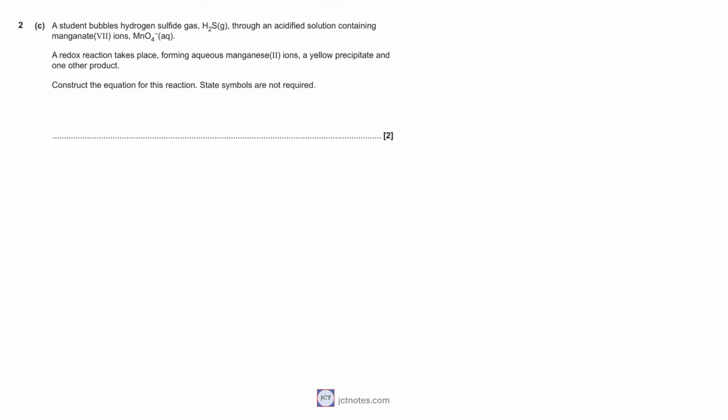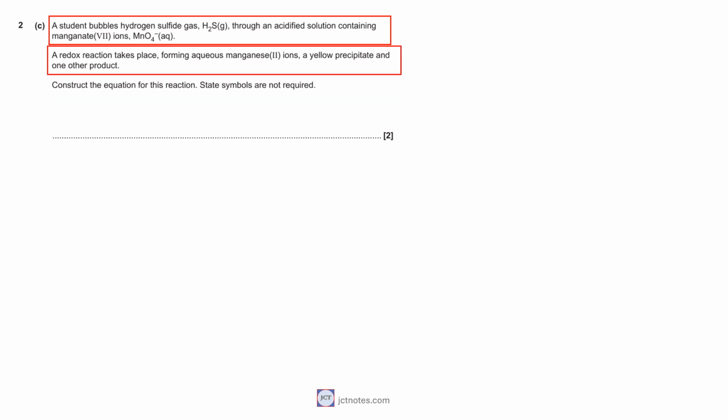In Part C, of Question 2, we have that a student bubbles hydrogen sulfide gas through an acidified solution containing manganate 7 ions. A redox reaction takes place, forming aqueous manganese 2 ions, a yellow precipitate and 1 other product. We are asked to construct the equation for this reaction. State symbols are not required. We start by writing the information given. Hydrogen sulfide plus protons and manganate 7 ions producing manganese 2 plus yellow precipitate and other product.